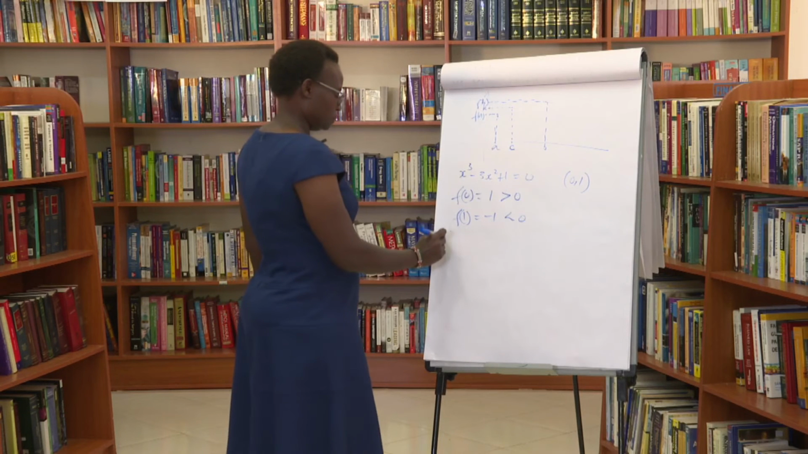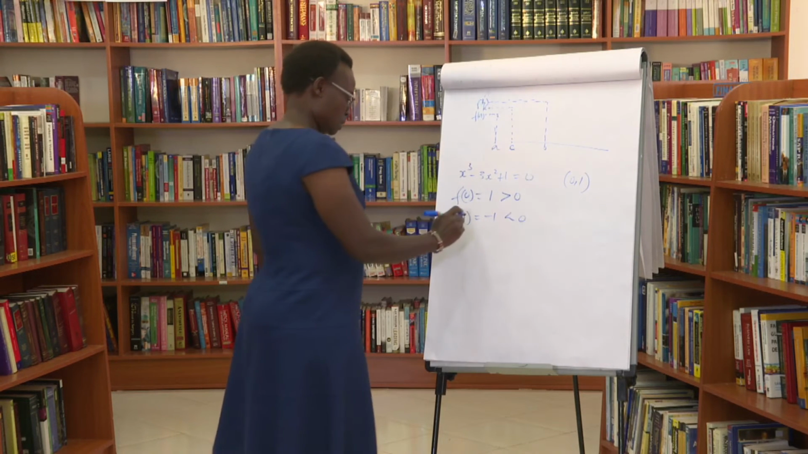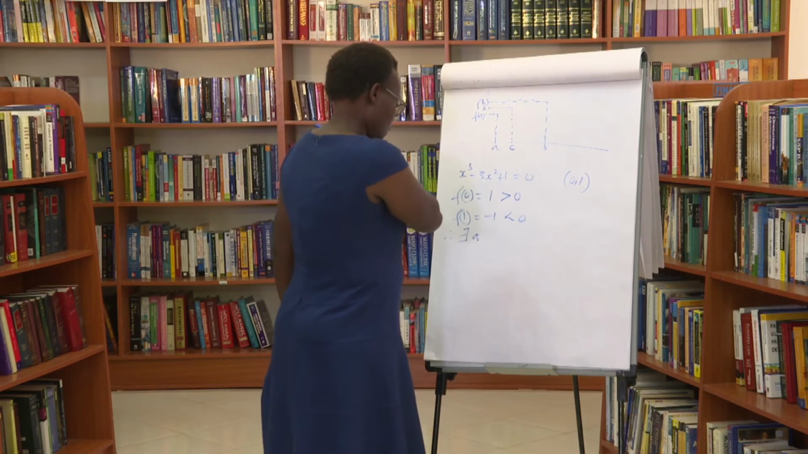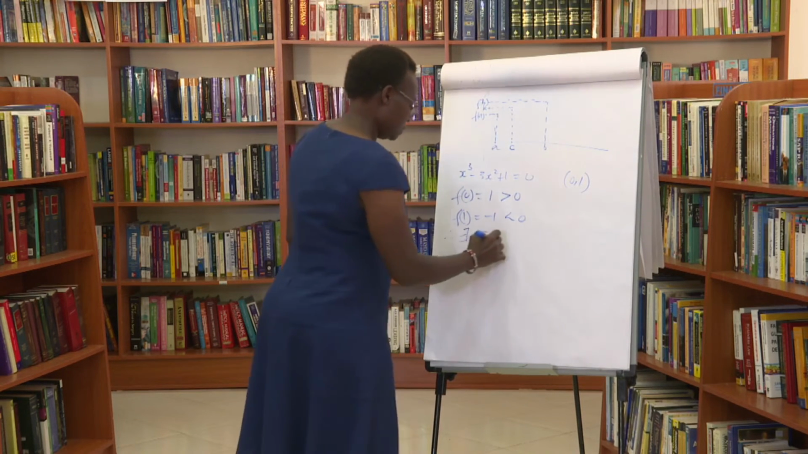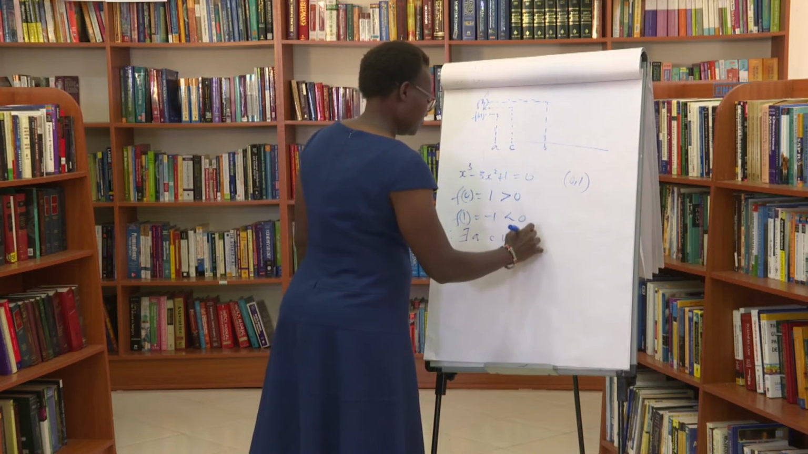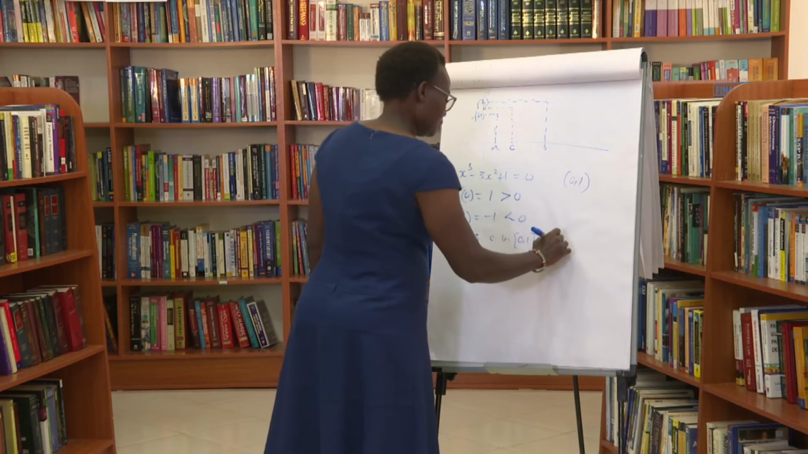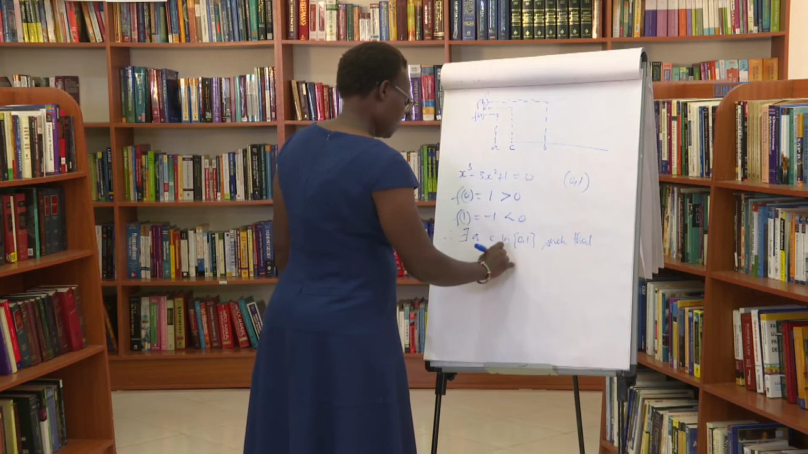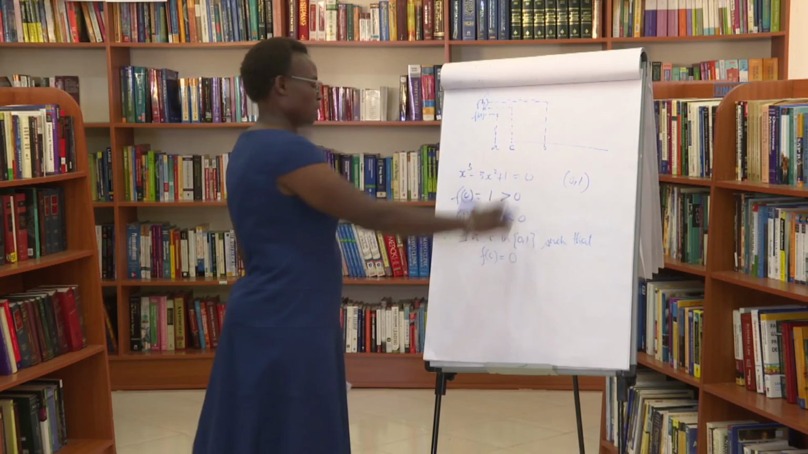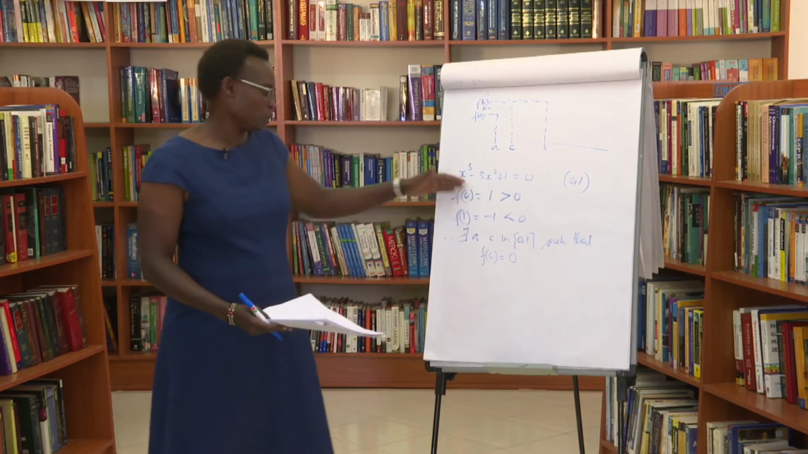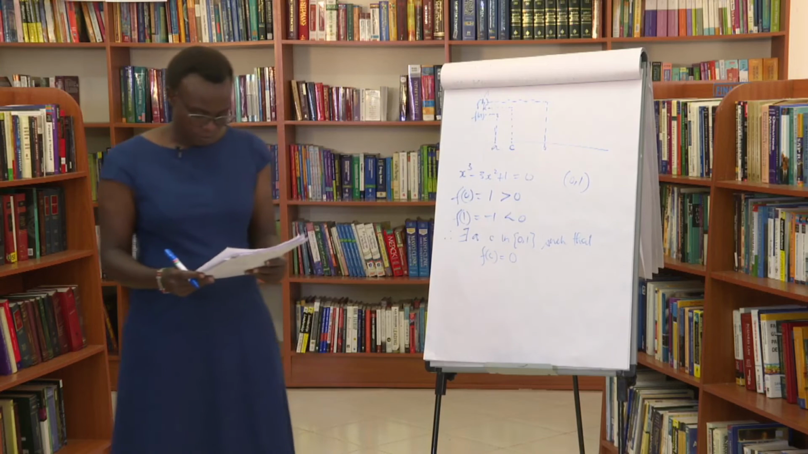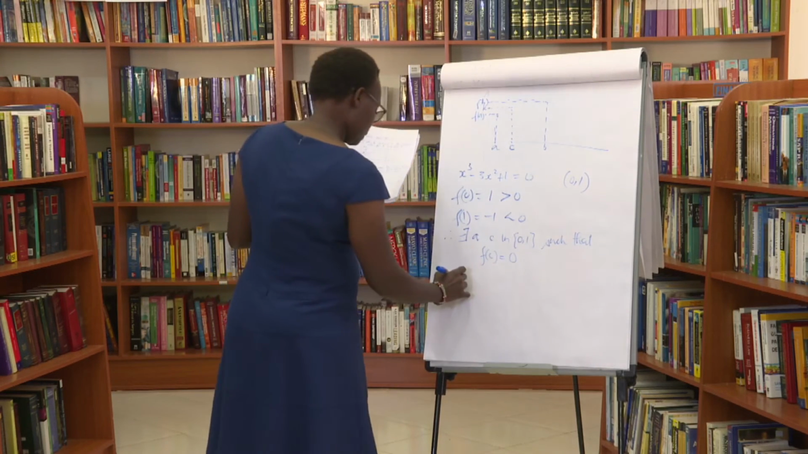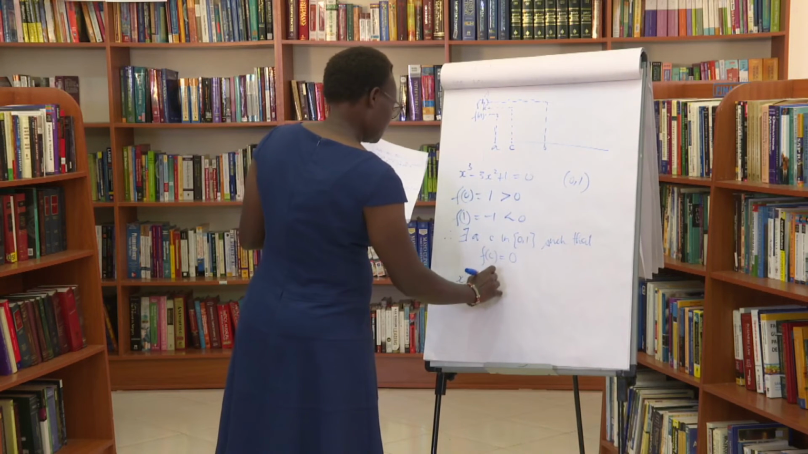So therefore, there exists a c in 0, 1 such that f of c is equal to 0, because we have shown that there is a 0 between f of 0 and f of 1. So we can do the same for this other example, x squared minus 4x plus 3.